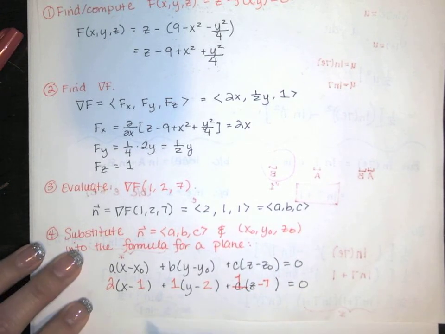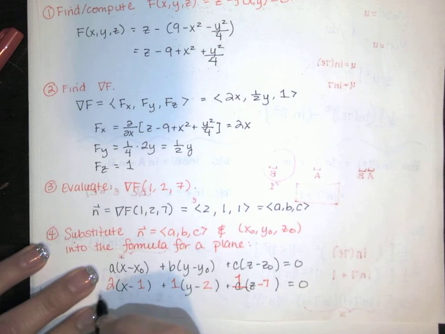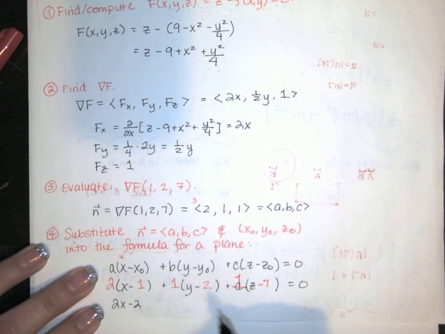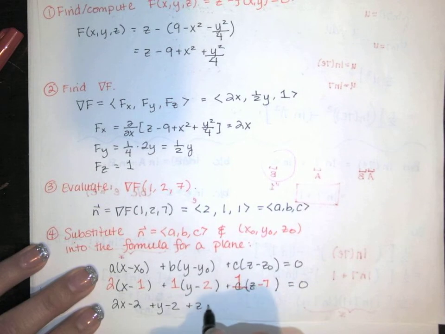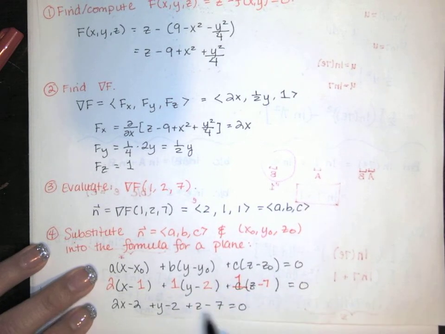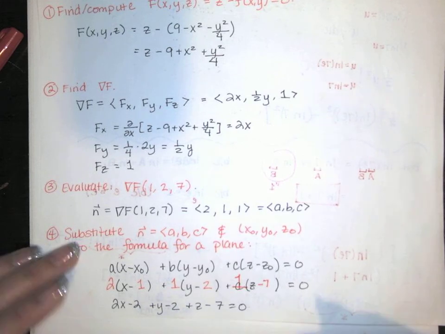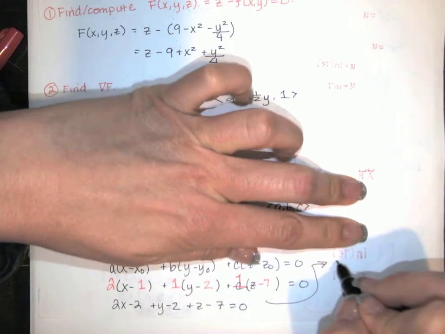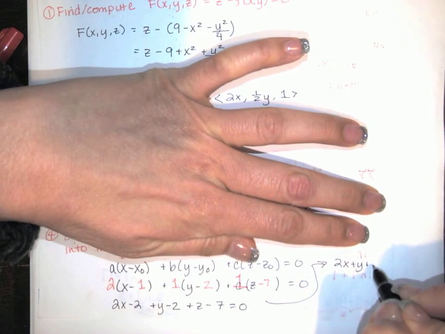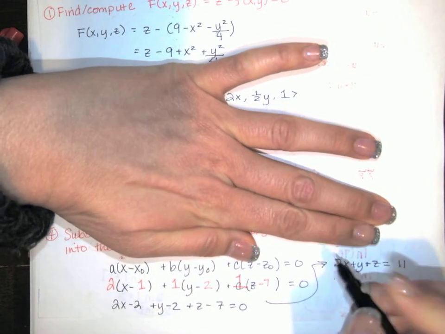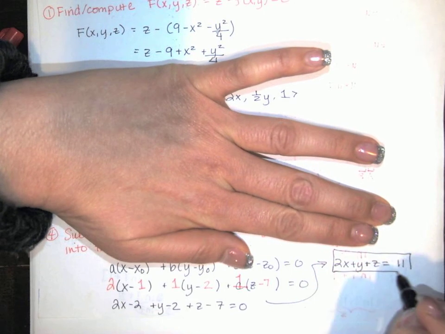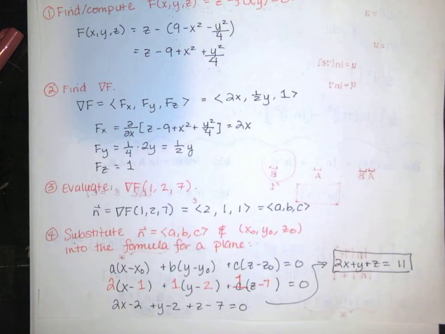I probably wouldn't leave it like that though. Let's simplify this a bit. So we'll distribute the 2. Distribute the 1, which doesn't do much. Distribute the other 1. And then you want to get all the constants on one side. Negative 2 minus 2 is negative 4. Negative 4 minus 7 is negative 11. So our equation is 2x plus y plus z equals positive 11. That's the simplified form. That's what we're calling general form in this course. So that's the equation of the plane.